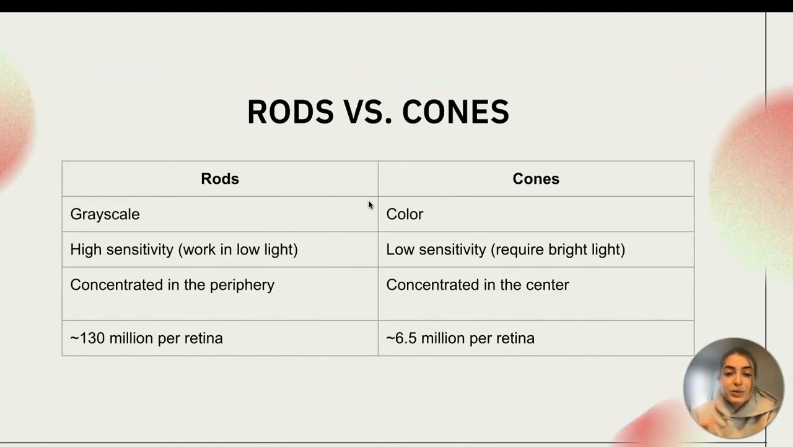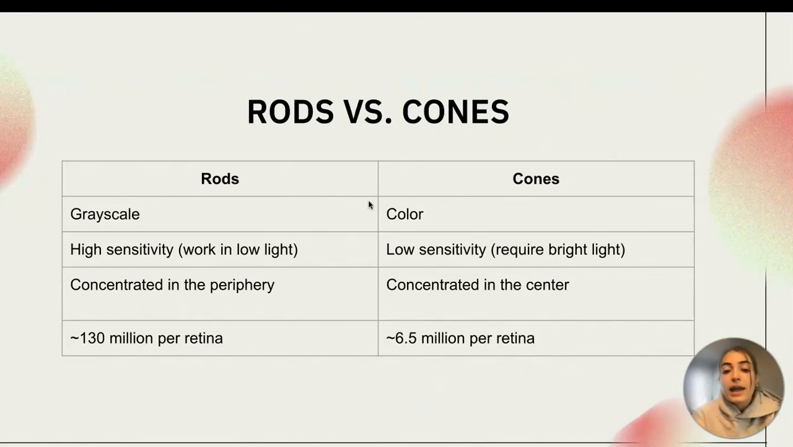Those two photoreceptors that we've been talking about a lot here are our rods and our cones, and they are named for their shape. Rods allow us to see grayscale. They have high sensitivity, meaning they work in low light. They are concentrated in the periphery, and there are about 130 million rods per retina.